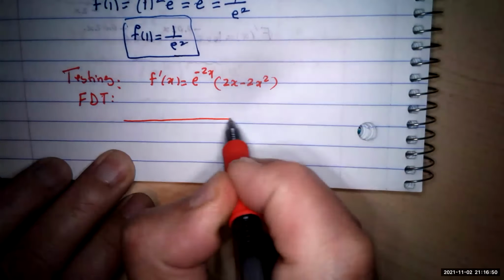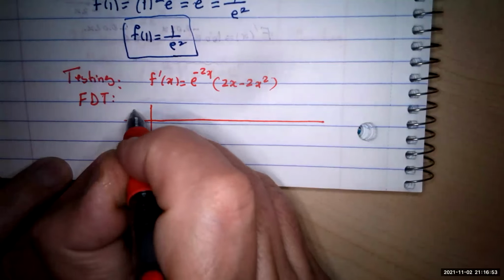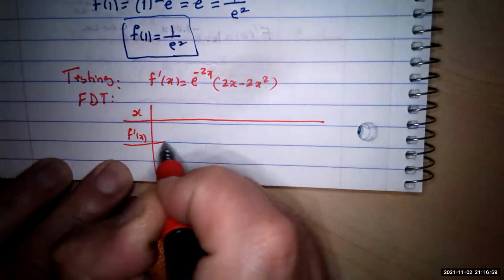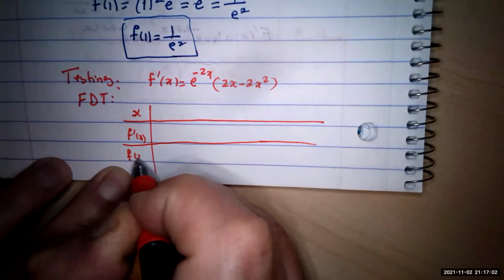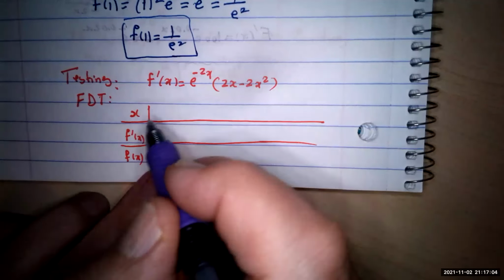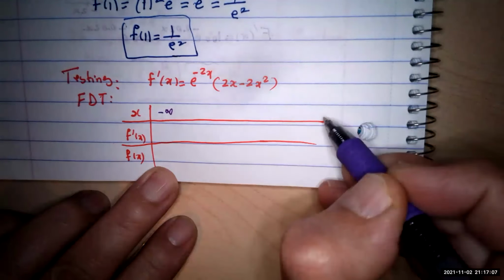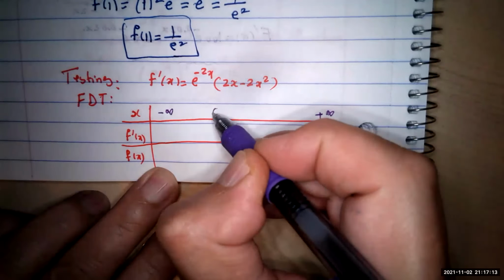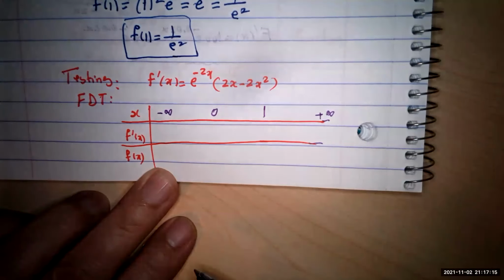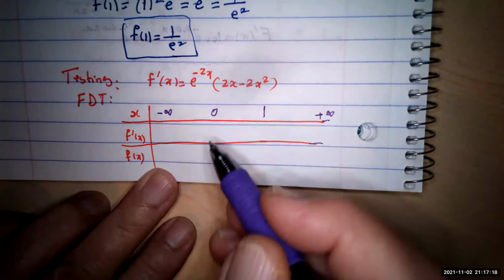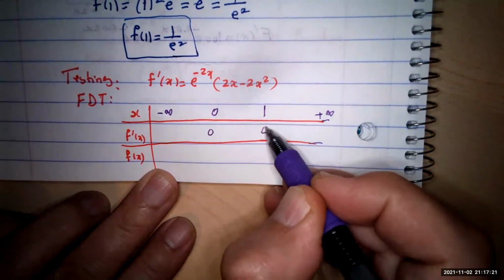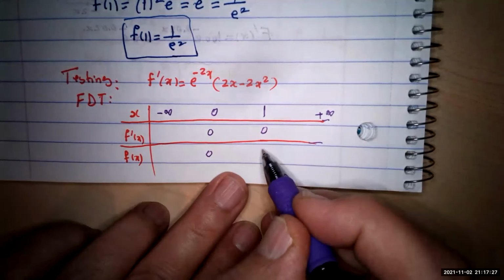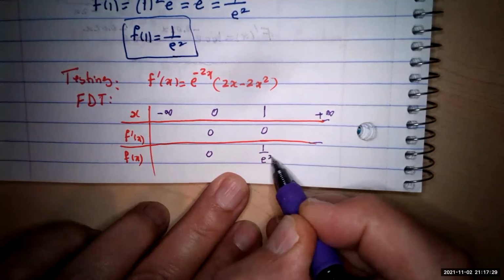This is the first derivative test. You need a chart. Remember, you need the x, you need the f prime, and this is going to be your function, f of x. The domain of your function is negative infinity to positive infinity. You're checking two numbers, 0 and 1. Where did you get them? You let f prime equal 0 to get them. What is your f of 0? f of 0 is 0. What is your f of 1? It is 1 over e squared.